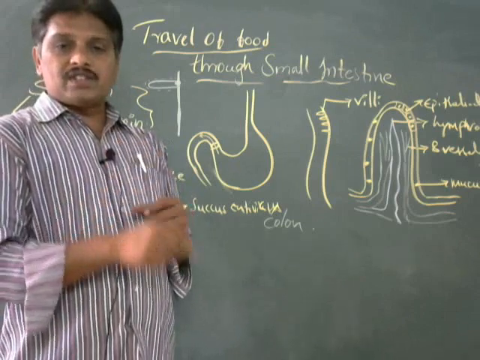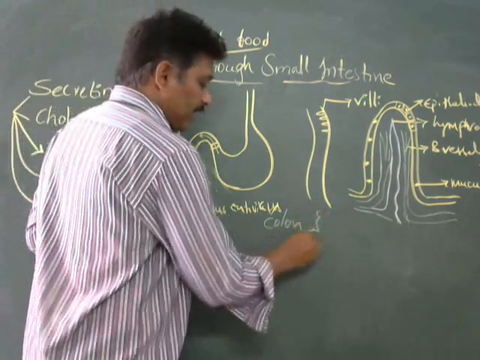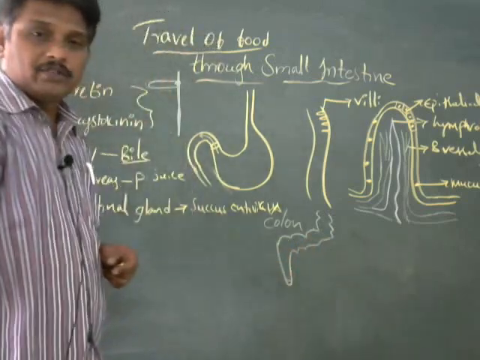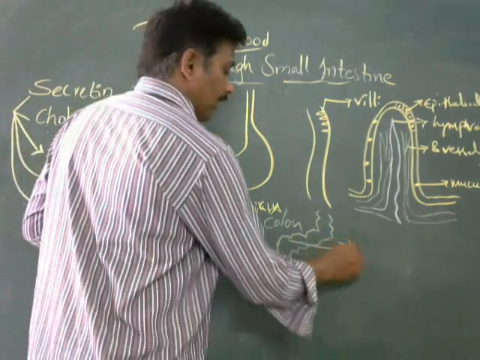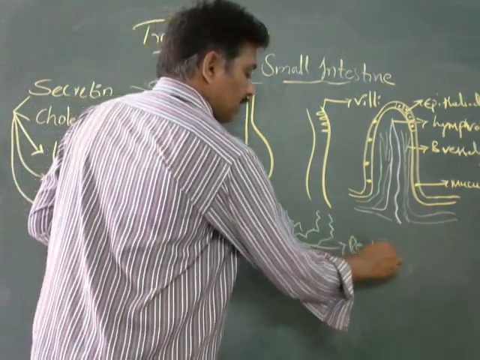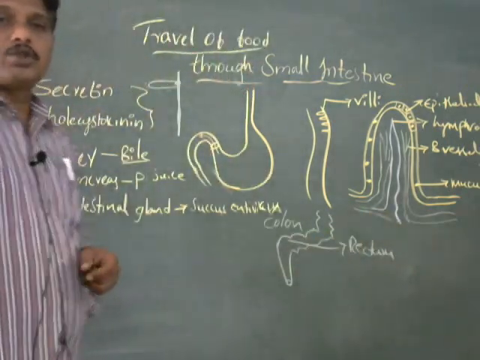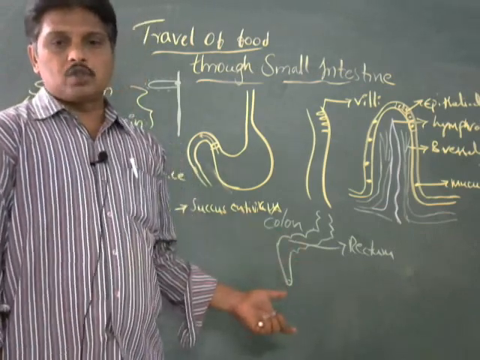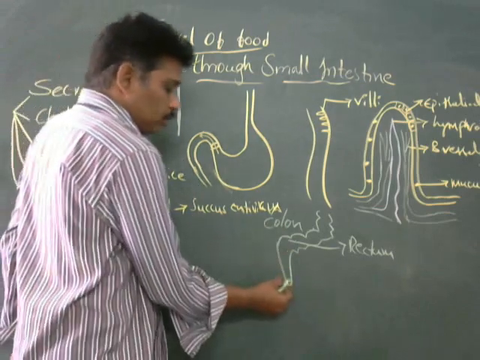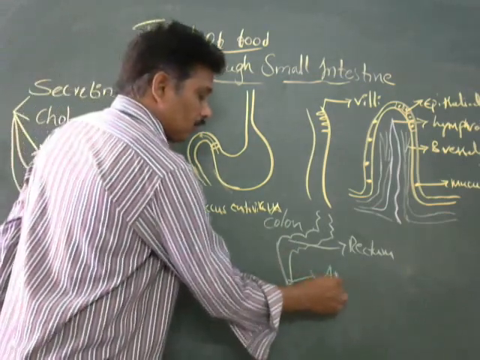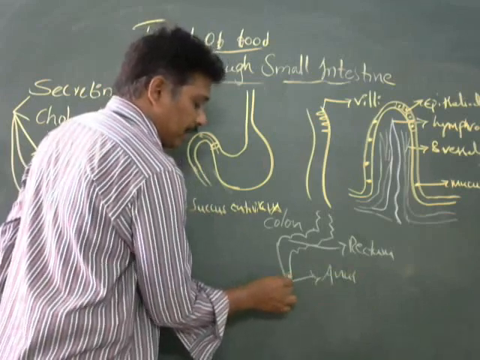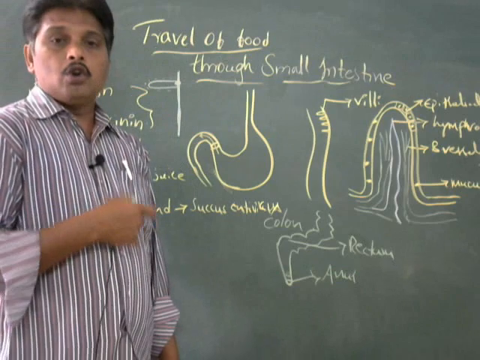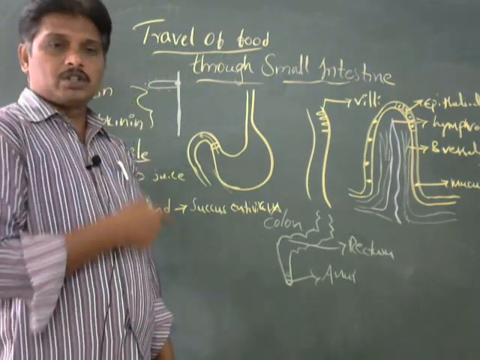It goes into the left side of the colon, which is called the rectum. The rectum is called the storage tank for fecal matter. It is stored up to some extent. Later the rectum opens into a pore called the anus. This anus is guarded by sphincter muscles, which always close the anal pore, both the upper and lower sphincter muscles.